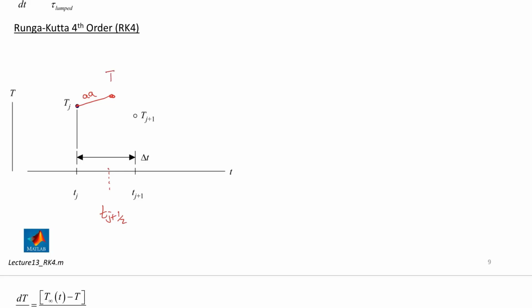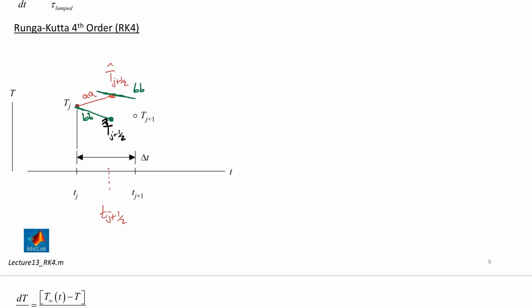At this point we've got some temperature T hat at j plus 1/2. So we have an estimate so far of what one of the slopes is going to be moving forward. The next thing we do is evaluate the slope at this new temperature, T hat. AA was our first evaluation of the slope; this is a second evaluation, which we'll call BB. Now we go back, take that slope BB, and step forward again from our initial temperature. We'll call this new predicted temperature T double hat at j plus 1/2.